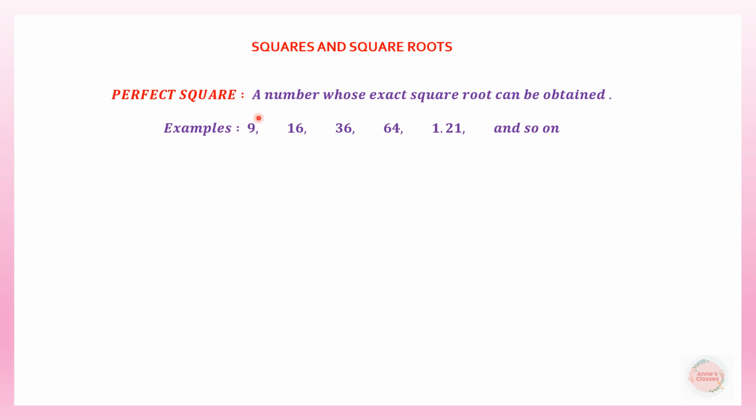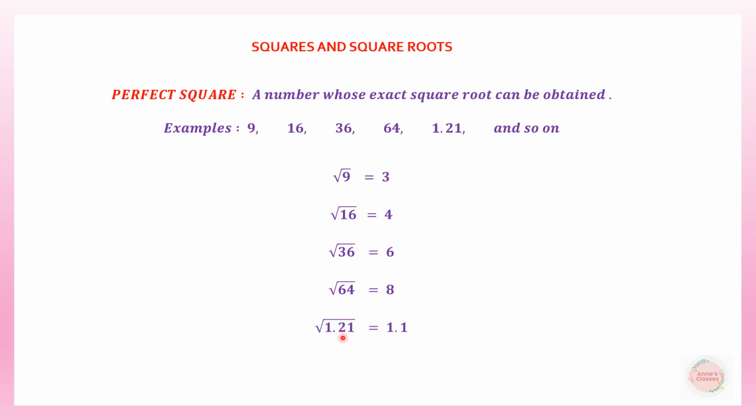Now a little more on perfect squares. A number whose exact square root can be obtained, like 9. We know the square root of 9 is 3. Square root of 16 is 4 because 4 fours are 16. Square root of 36 is 6 because 6 sixes are 36. Square root of 64 is 8 because 8 eights are 64.